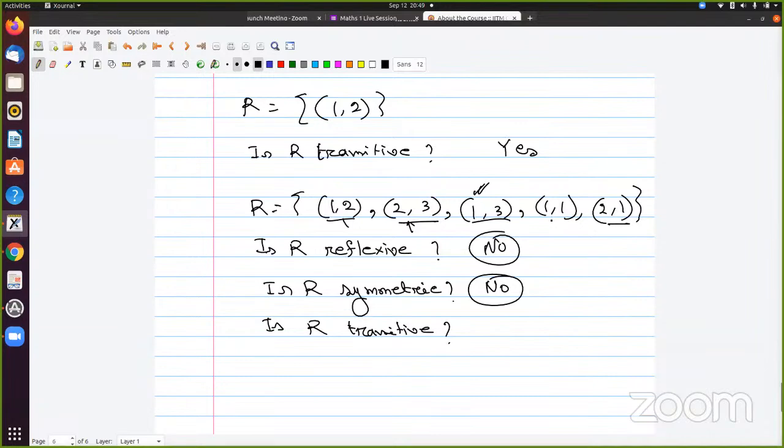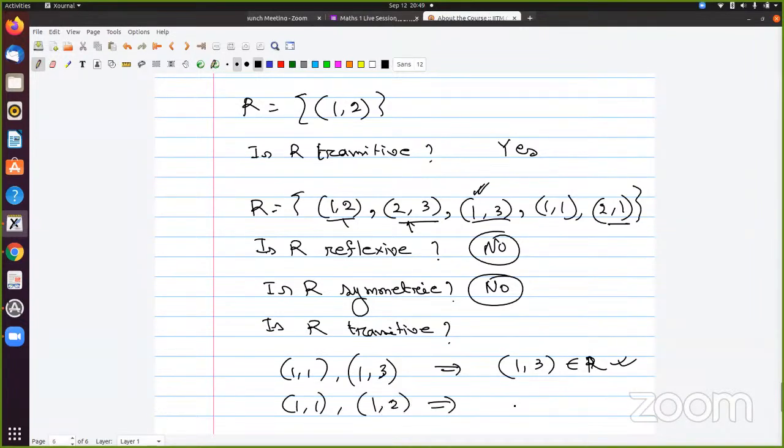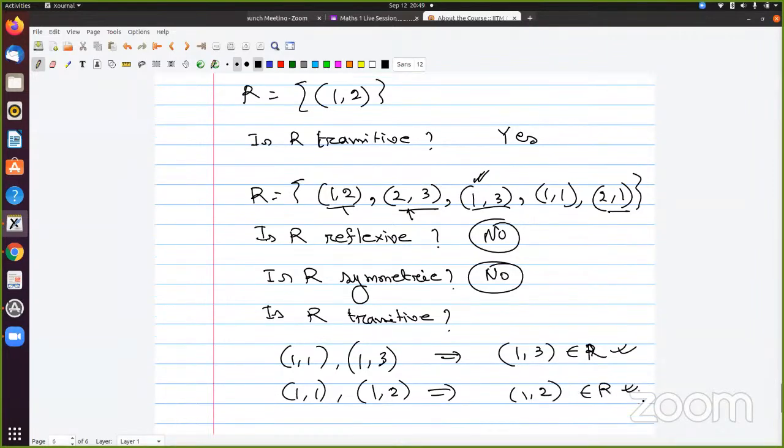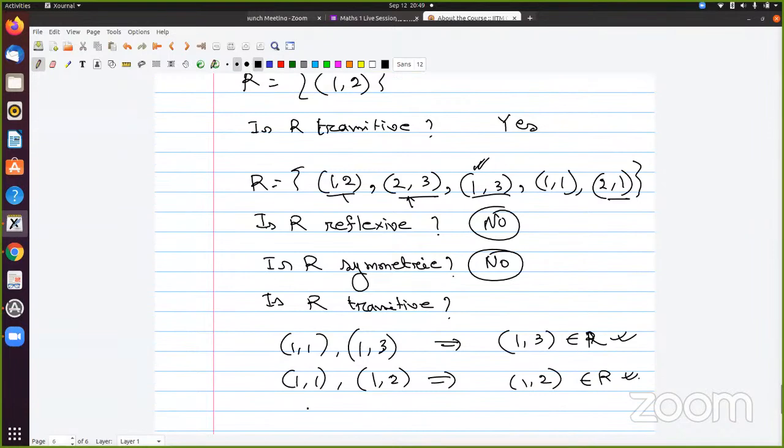Any element starting with 1? Yes, it is there. Take (1,1) and (1,3). What should be there? (1,3). That is there, that is fine. Now (1,1) and (1,2). Which element should be there? (1,2). That is also there.